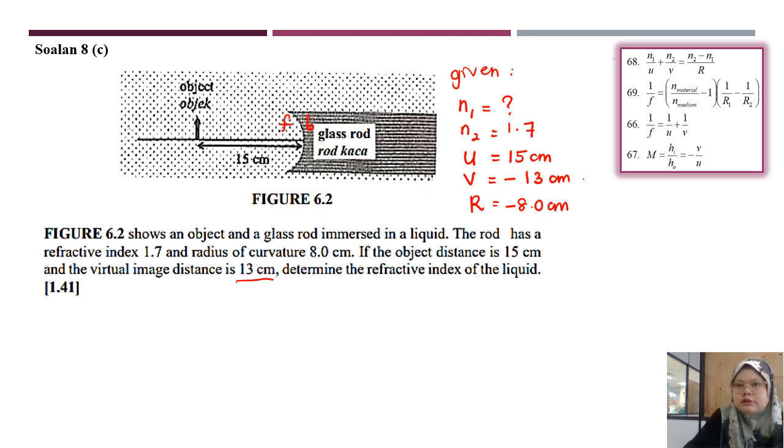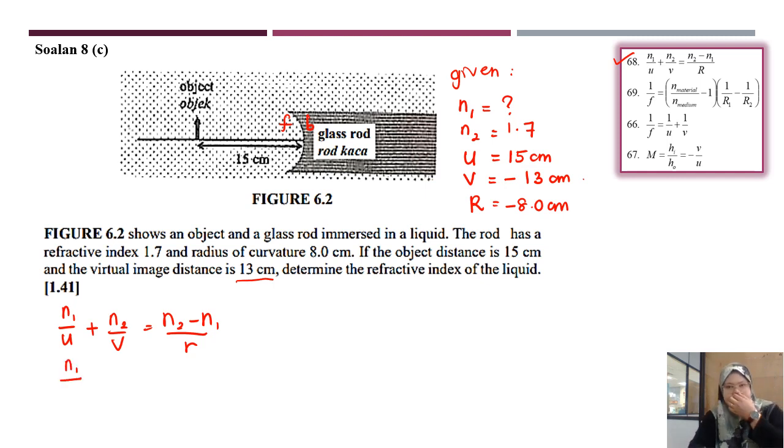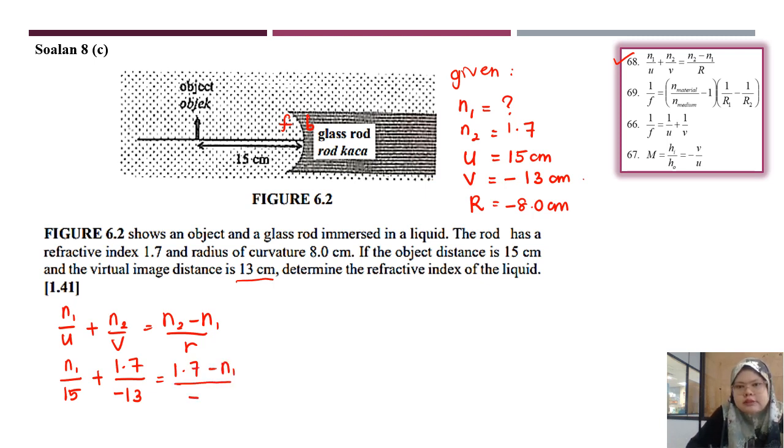Okay, so now we use equation 68. N1 over U plus N2 over V equals N2 minus N1 over R. Substitute the value. N1 we want to find, we don't know the index of refraction of the liquid yet, and U is 15 cm. Plus N2 is 1.7 over V, which is negative 13. V is negative 13 equals N2, which is 1.7, minus N1 over R, and the radius of curvature is negative 8.